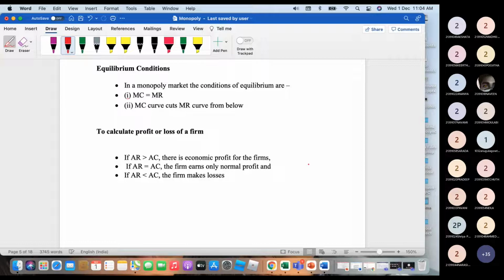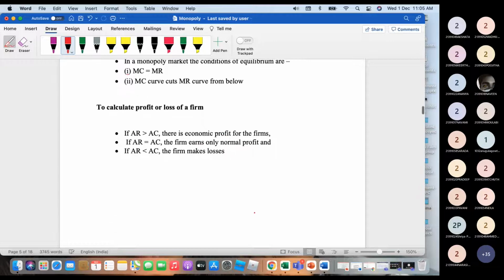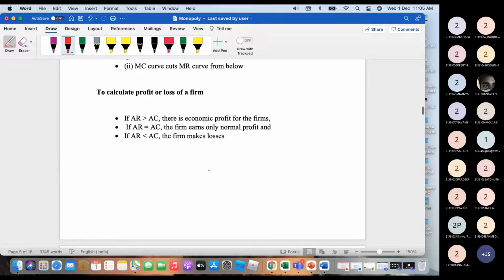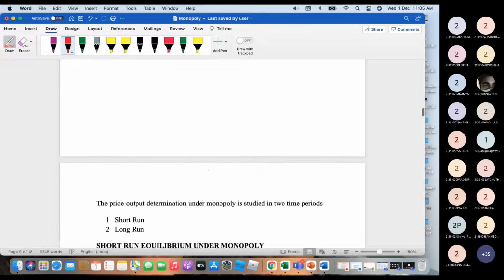To understand how to calculate the profit and the loss, we have to look into these two, that is the average revenue of the firm and the average cost. If the average revenue is more than the average cost, it is a profit for the firm. If both are equal, it means the firm is earning normal profit. If you remember in the class, I had told you, when I say that the firm is earning normal profit, it means that much profit which is helping the firm to sustain themselves in their business. But if the revenue is less than the cost, then the firm is incurring losses.